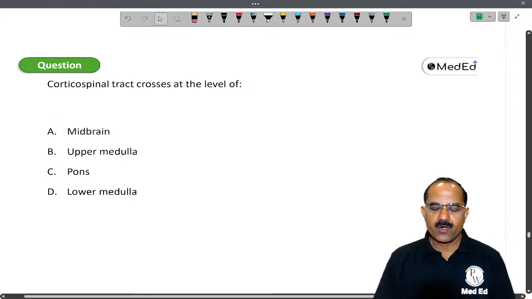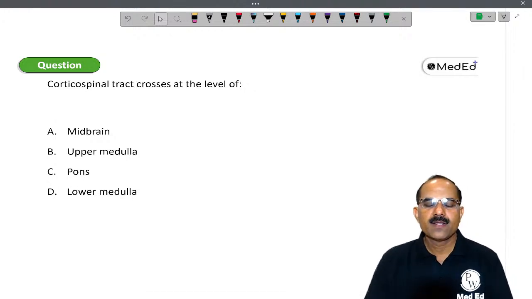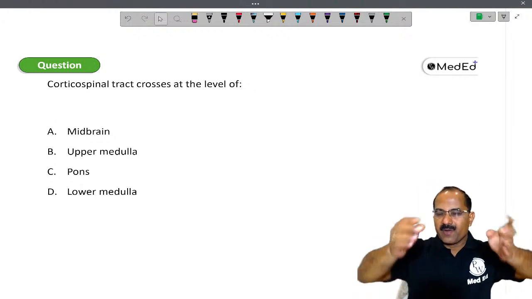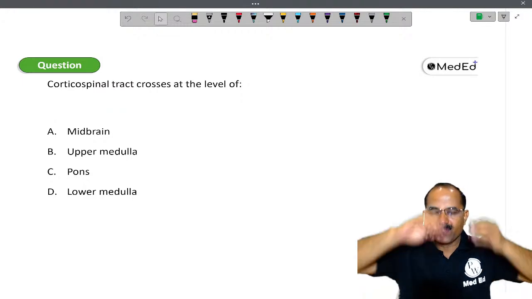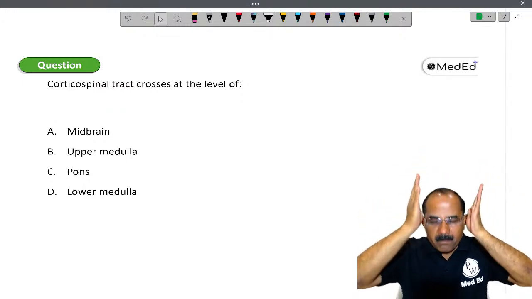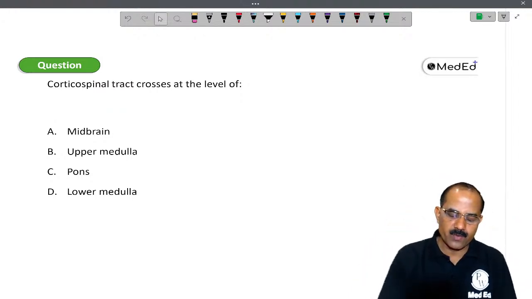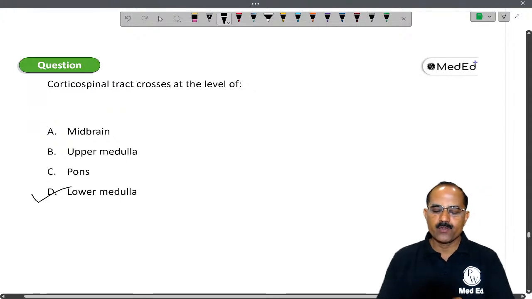Corticospinal tracts cross at the level of? Anyone? Corticospinal tracts are pyramidal tracts. They begin from area number 4, they cross the internal capsule, they line the midbrain, they come in the pons, they come in the medulla, and they cross in the lower medulla. Lower medulla में ये cross करता है. The corticospinal tracts cross in the lower medulla.